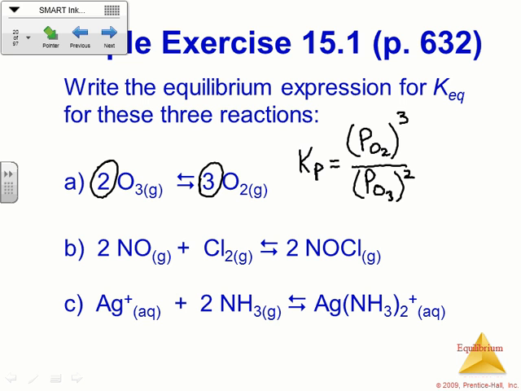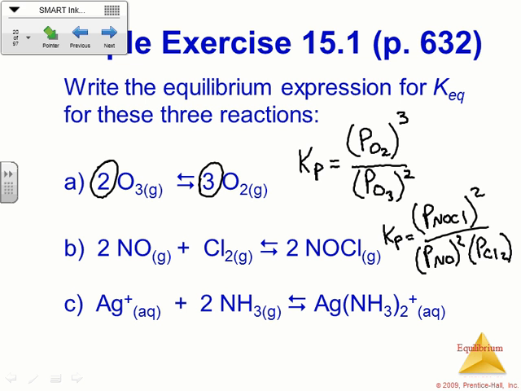So the second one would be the same way. Kp on this one. My product is NOCl, so pressure of NOCl squared over, and then I've got two reactants this time, so I just multiply those together. So we've got the pressure of NO squared times the pressure of Cl2, and that one's just the first power because there's no coefficient for it. So that's your equilibrium expression for that one.